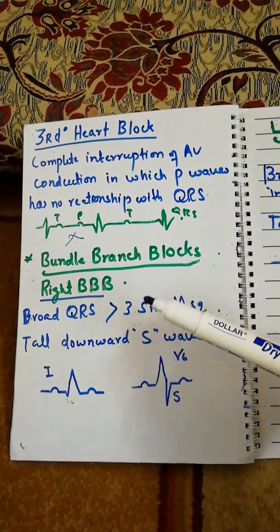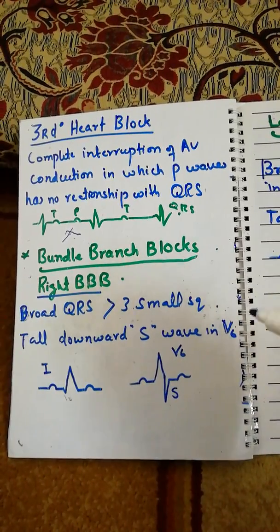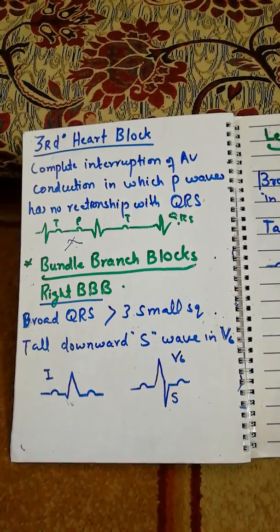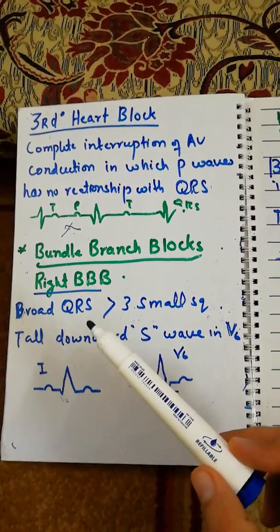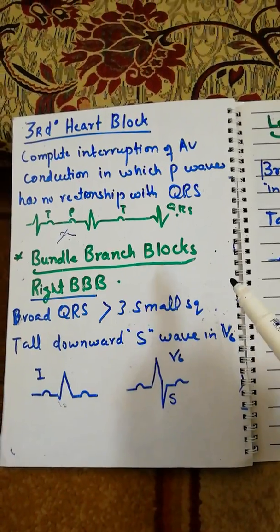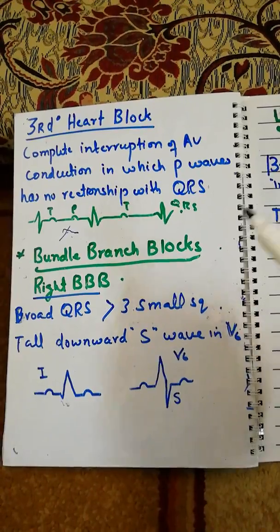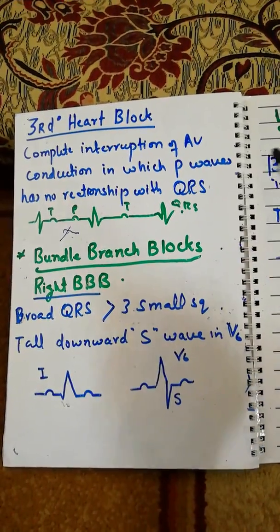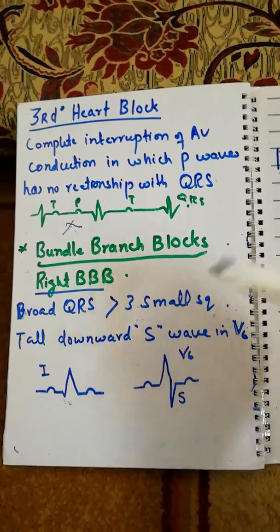So now let's come toward the bundle branch blocks. In case of bundle branch block, we are going to explain the pathologies concerned with the QRS complex. Up to 2.5 or 3 small squares, that is 0.12 second, the QRS is normal. But when it is broader than 3 small squares, it is an abnormal condition.